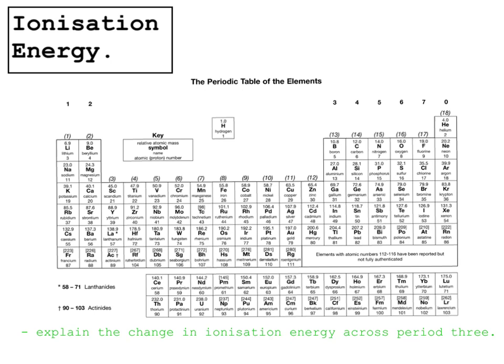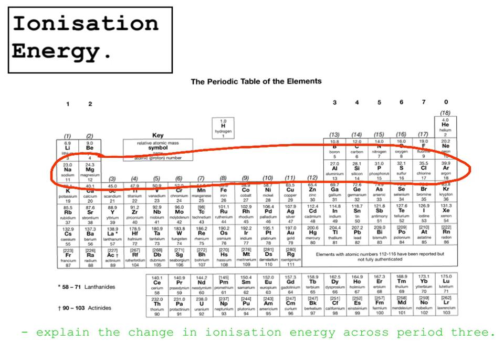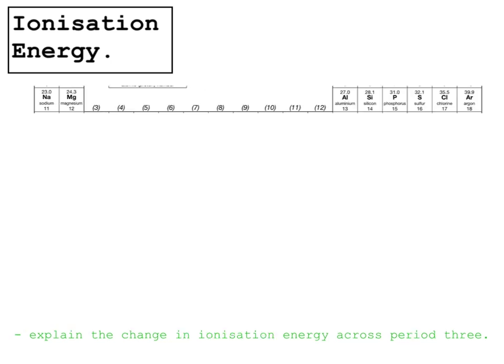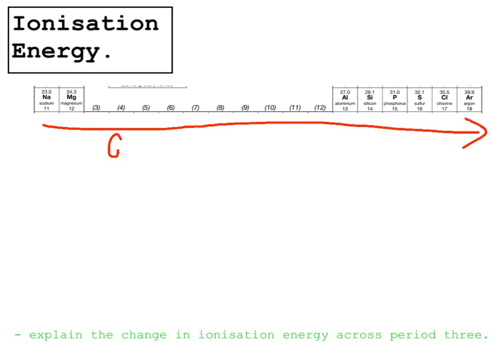So for your exam you need to be able to explain the change in ionization energy across period 3. So here's period 3, so that's what we're going to be focusing on. And the ionization energy generally increases. Now there are a couple of exceptions which we'll talk about a bit later, but there's a general increase across a period.